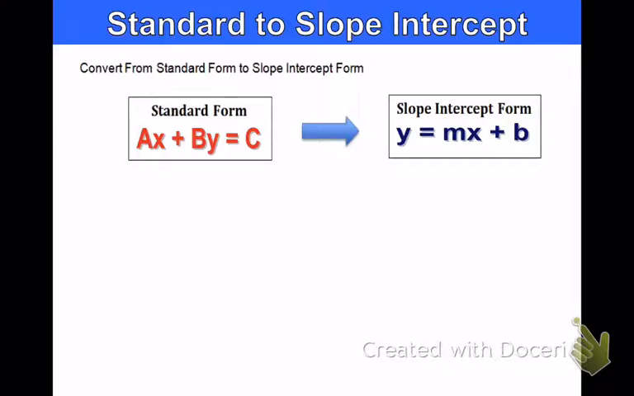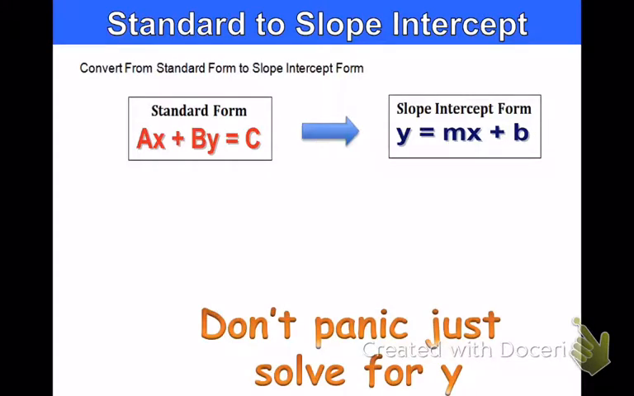And we're going to manipulate the equation in standard form and change it to slope-intercept form, and we can look at our slope right away that way. So don't panic just yet. All we have to do is solve for y. So we have to take our equation on the left, manipulate it, move things around, and make it look like the equation on the right.